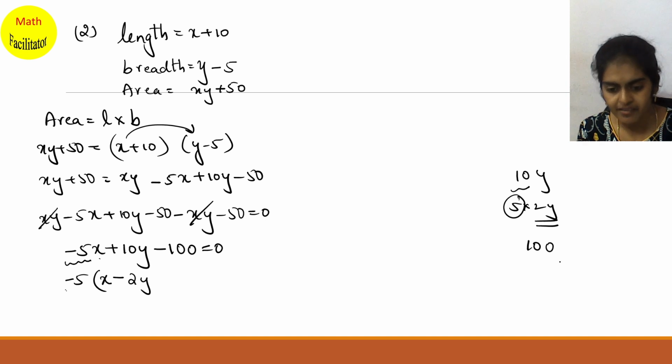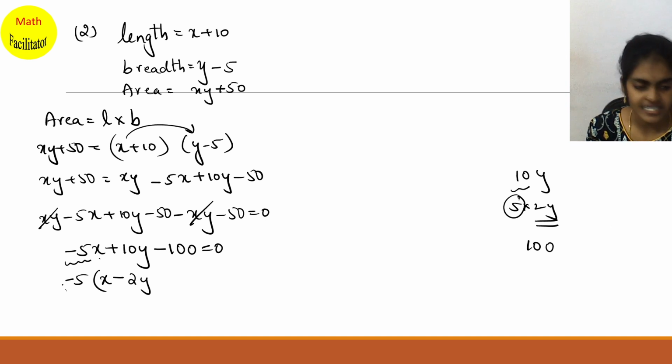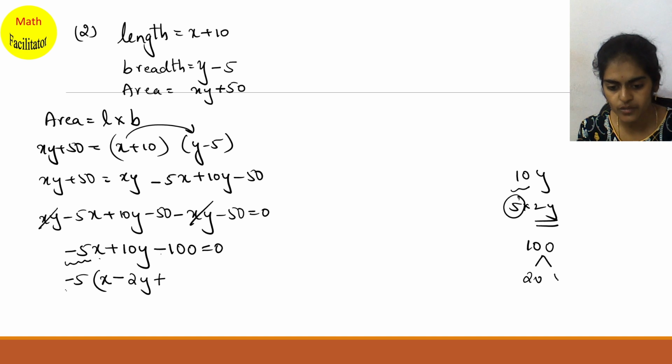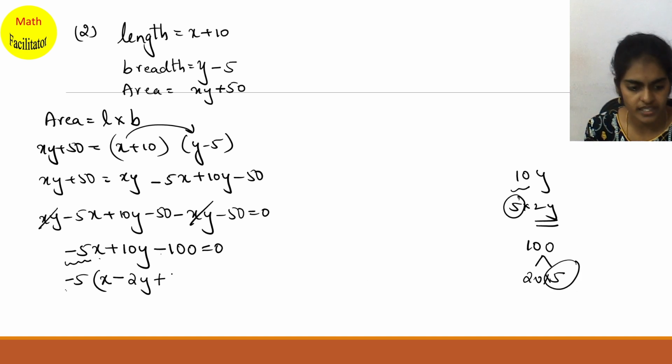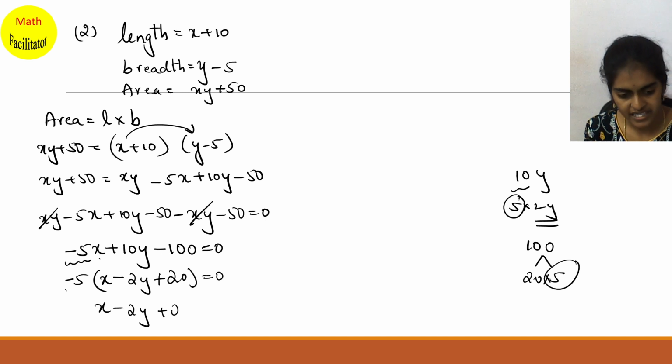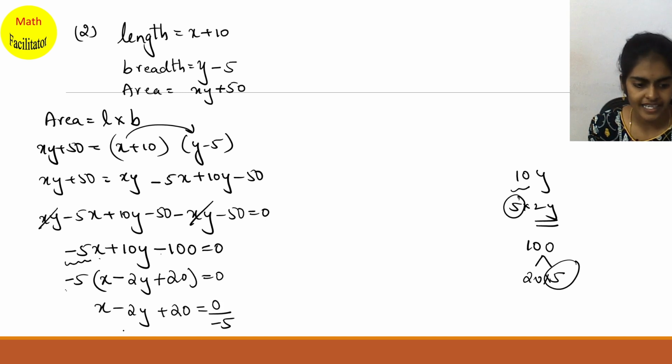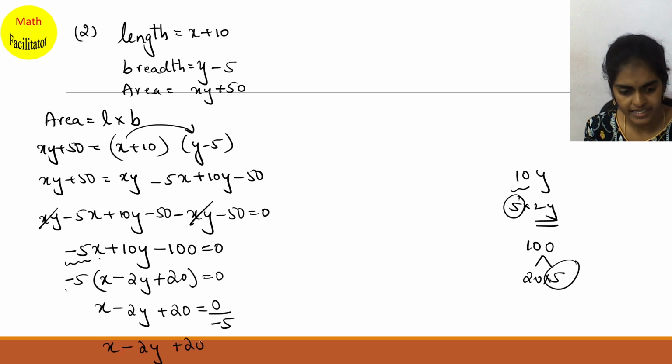And see, I have minus 100. Now, as I told you, since we are taking minus common, here you will have a plus. Out of 100 I can write 5 into 20. So if I am taking 5 common, 20 is remaining, that is equal to 0. So the final equation is x minus 2y plus 20 equals 0, divided by minus 5.